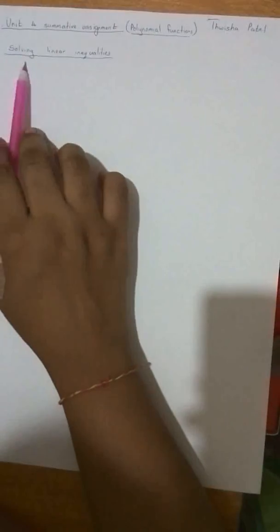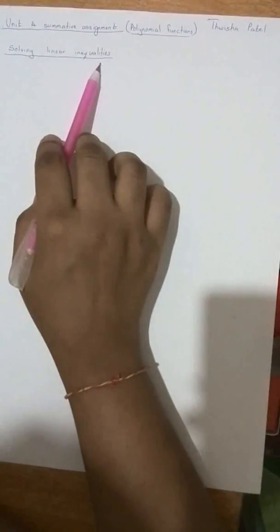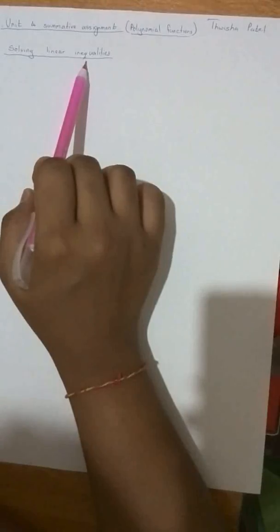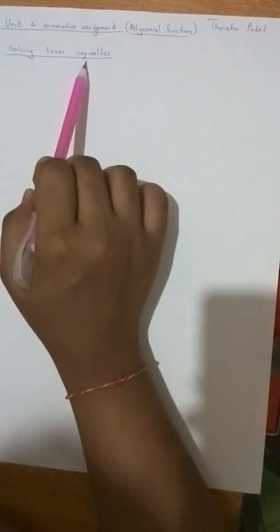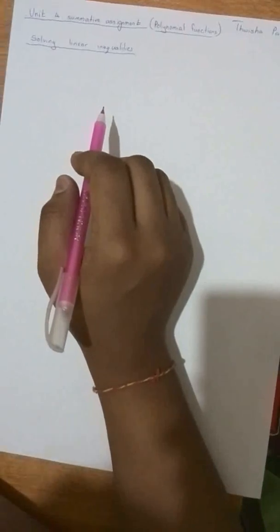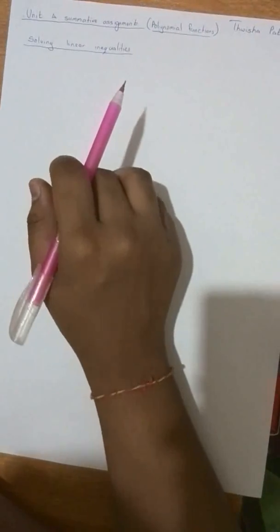So this is Unit 4 Summative Assignment, Polynomial Functions. We're going to look at part 4.2 of Unit 4, that is solving linear inequalities. So in here we're just going to look at how to solve linear inequalities and how to show them in a solution set or in interval notation. So first we're going to see how we can solve a basic inequality.